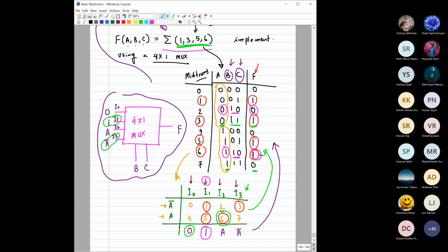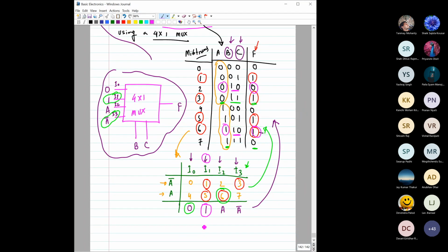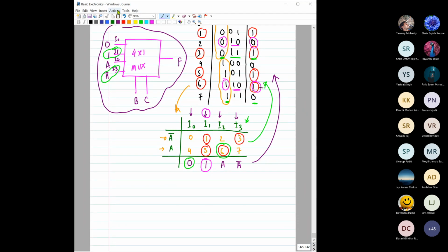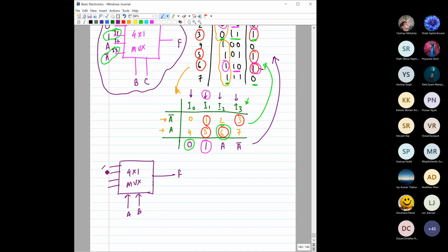Maybe quickly from here. Suppose here we have chosen to do it like this, right? But we could have chosen the other way. We could have chosen to connect AB here, and C will be somewhere at this input, right? Now, can you then tell me what the inputs will be? Quickly.